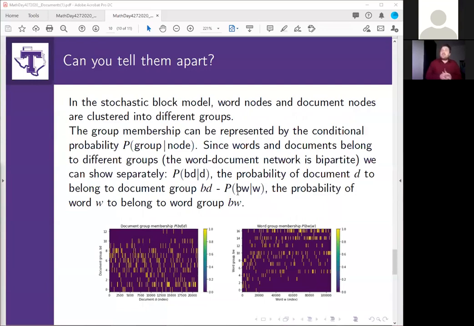Finally, another interesting thing is that the group membership can be represented by the conditional probability of a group given a node. And so since words and documents belong to different groups, essentially, so it's a bipartite graph, we can show separately that the probability of document D belonging to that document group is the same thing as the probability of a word belonging to a word group. And that also makes sense.